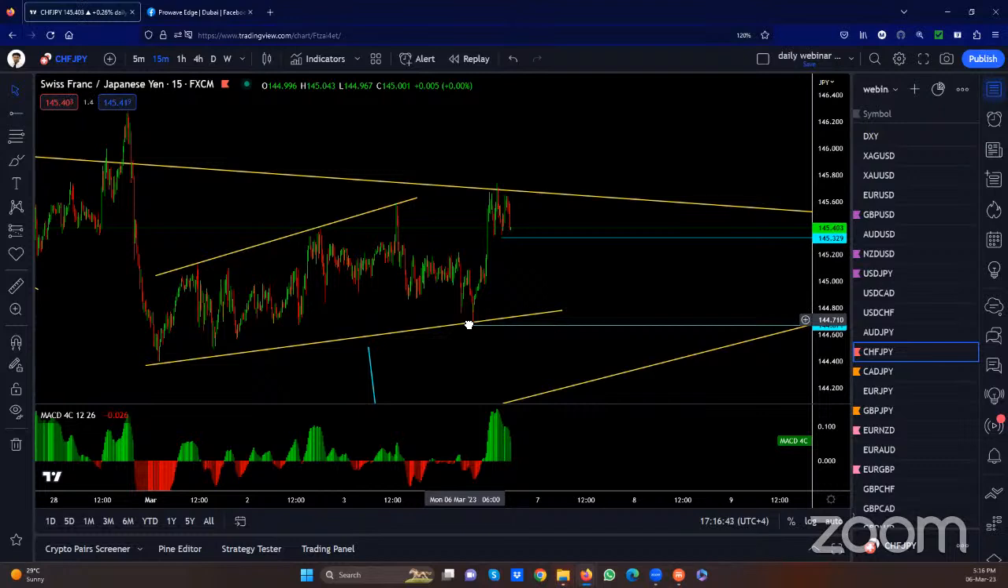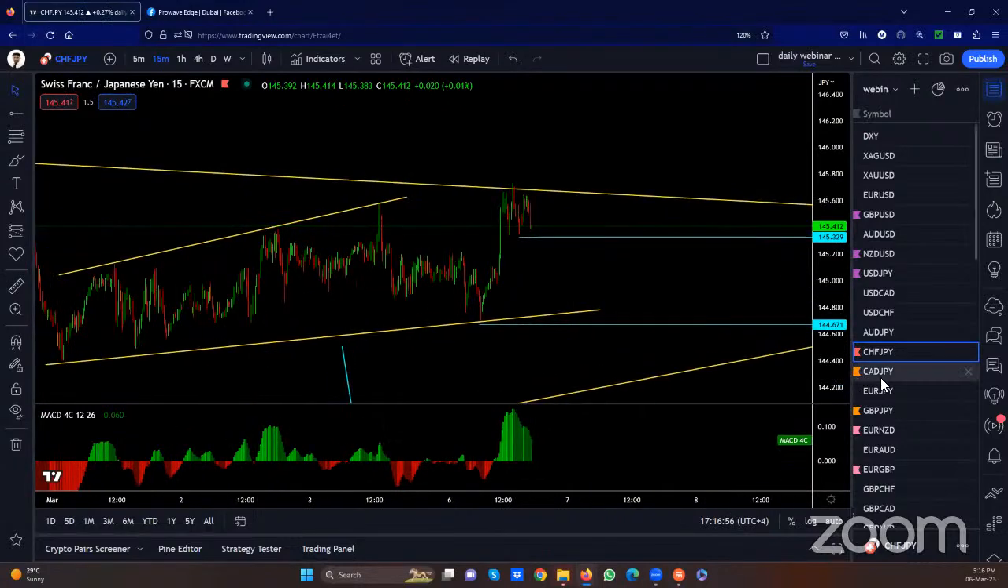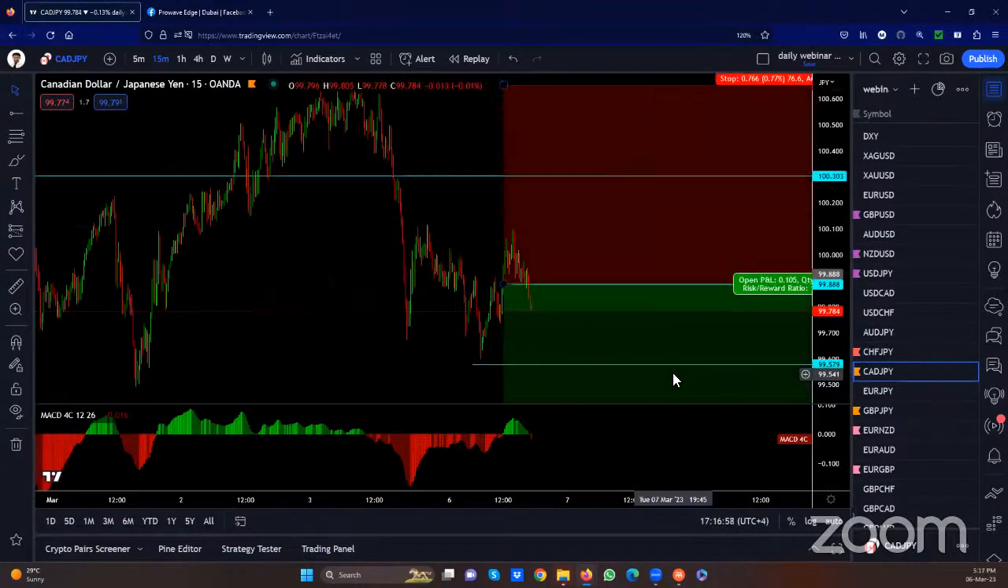Can you do TA for the B? Yeah, we'll probably look at that. Buy in the 4 hour. We'll look at that once we finish this and we get to the cryptos. Right? So let's go. CAD-yen, we're already in this trade.